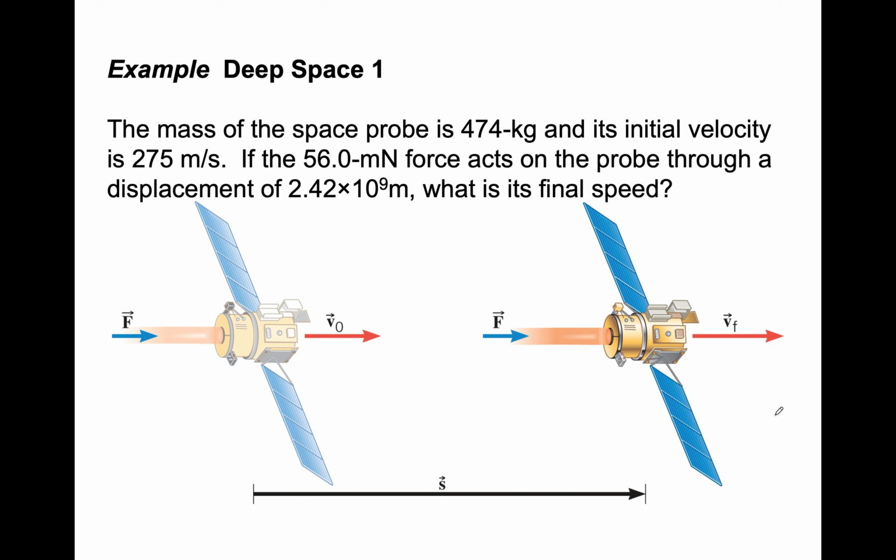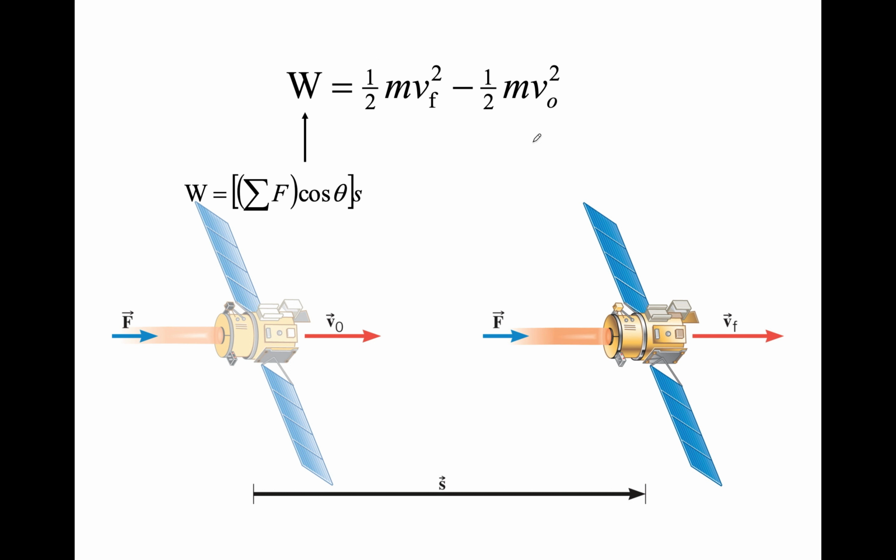Let's do one example. We have a space probe. We know its mass, we know its initial velocity, and we know a force acting on it. We know the displacement. I want to find out the final velocity. Of course, we know the force, so we can calculate the acceleration and then use the kinematic equation to calculate the final speed. But after we learn the Work-Energy Theorem, it's not necessary anymore.